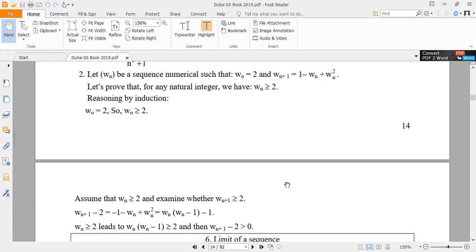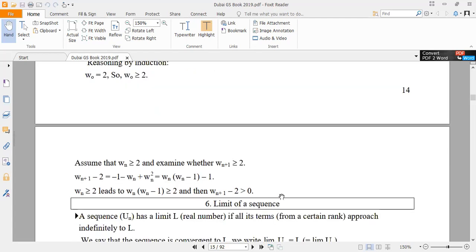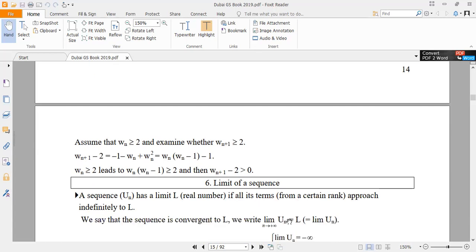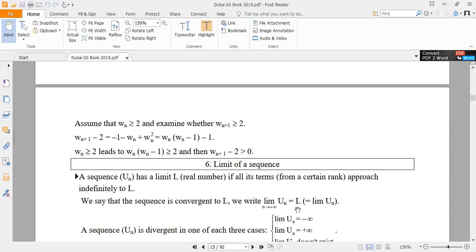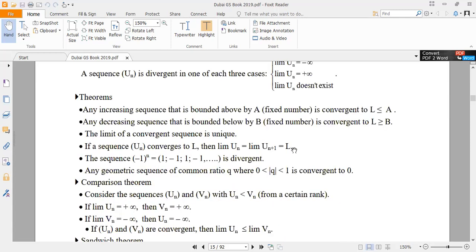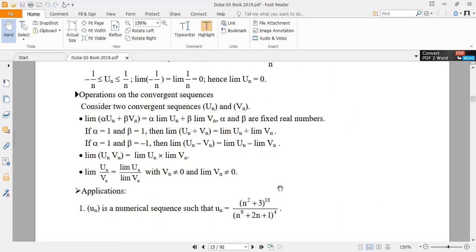This is all for today. We still have one section in the limit and the sequence, which is the limit of a sequence. How to find the limit of a sequence, what happens when n goes to plus infinity. And after this, we will start the exercises in this chapter.